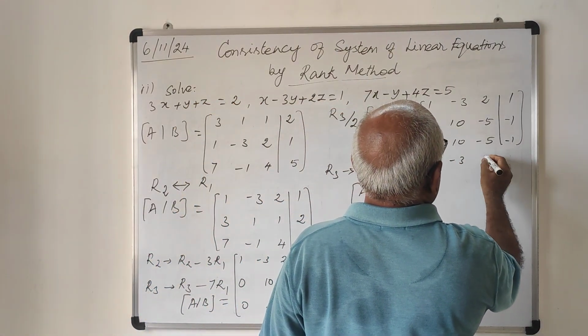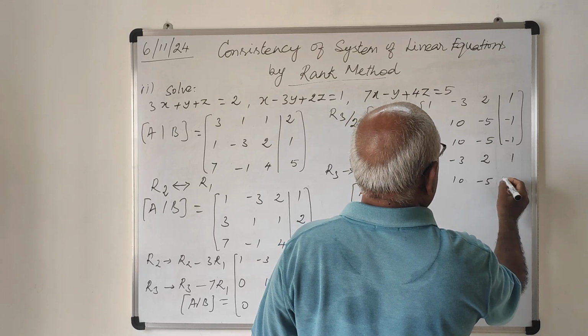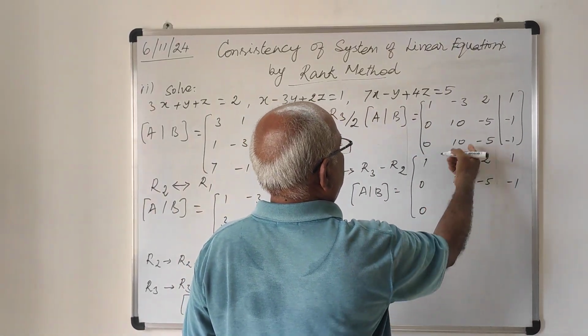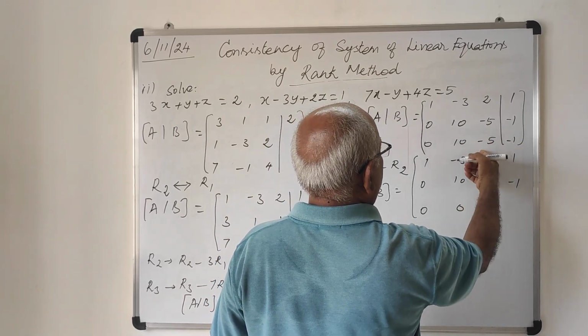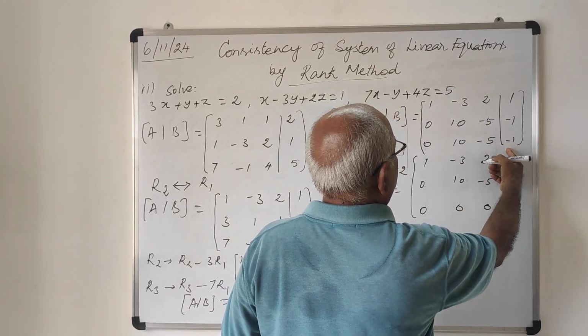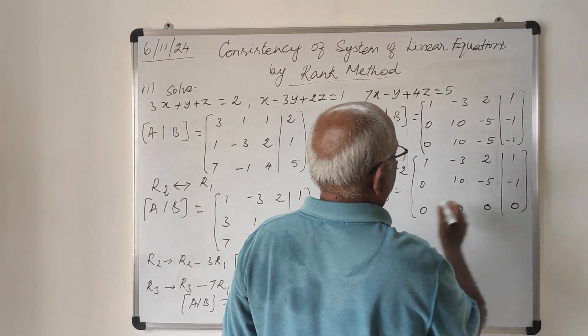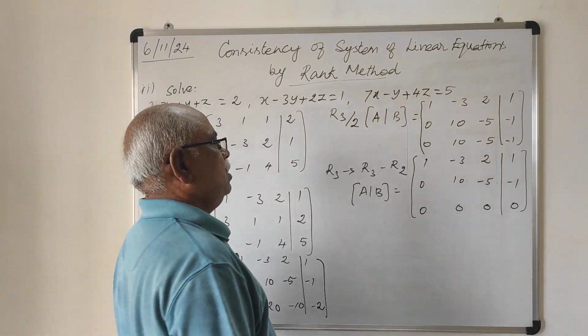1, minus 3, 2, 1; 0, 10, minus 5, minus 1; 0 minus 0, 0. R3 minus R2: 10 minus 10 is 0, minus 5 minus of minus 5 is 0, minus 1 minus of minus 1 is 0. So you can easily see that all the elements of the third row are 0.